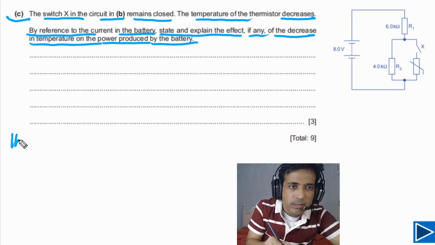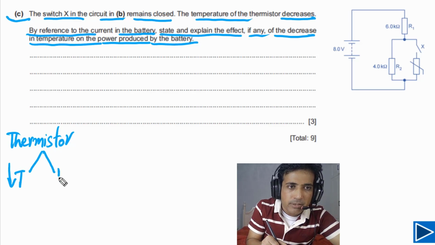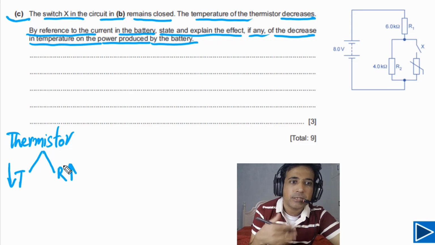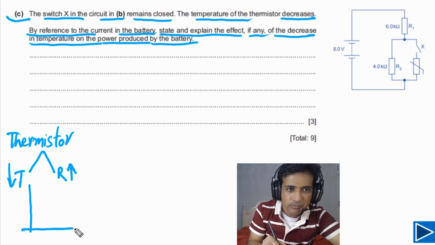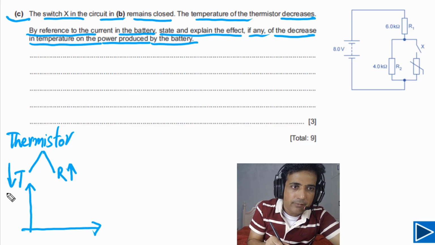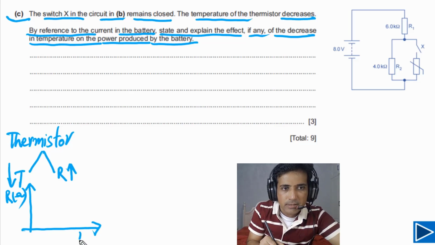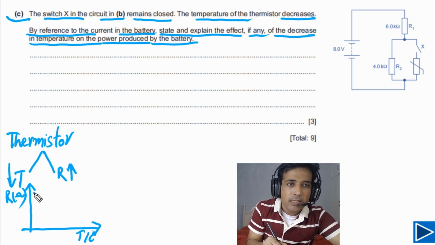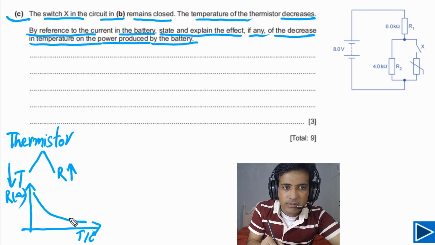First of all, let's try to understand a little bit about the thermistor. For a thermistor, if we decrease the temperature, its resistance increases, and vice versa is also true. You can understand this from the thermistor curve, where we have resistance on the y-axis and temperature on the x-axis. The curve is somewhat like this. You can see when temperature is low, meaning when the thermistor is cold, resistance is high. So resistance is high at this point.